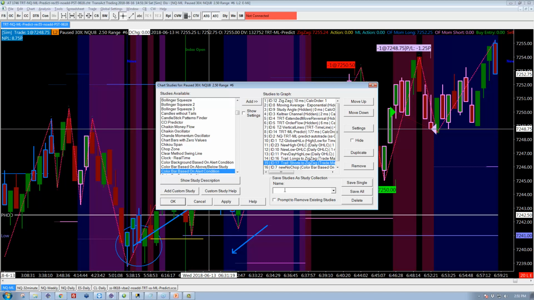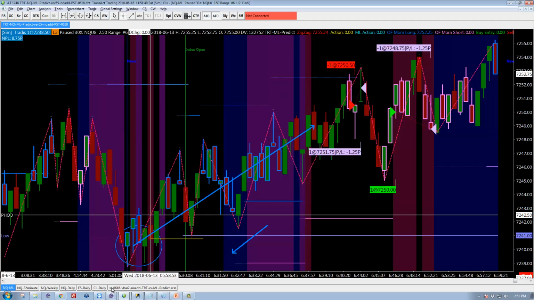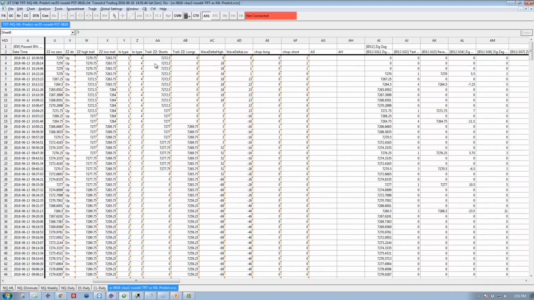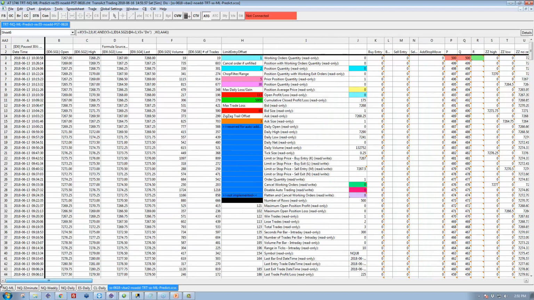There's two of them because the calculations for where to move the stop are different, and so they're referencing different cells in the spreadsheet. If you're curious, they're referencing trail ZZ, where ZZ is zigzag, trail ZZ short, and trail ZZ long. So those studies are looking at this column to figure out where to move the stop, for those of you that are more technical.